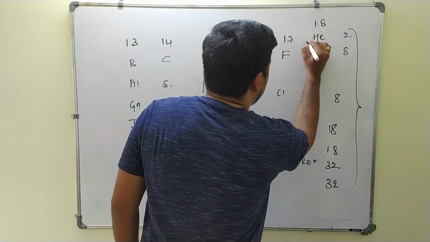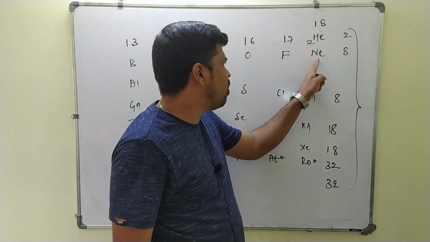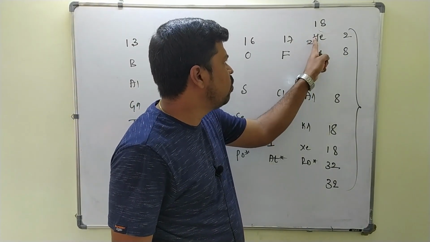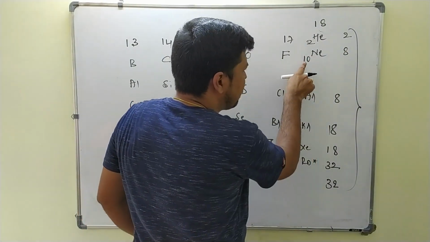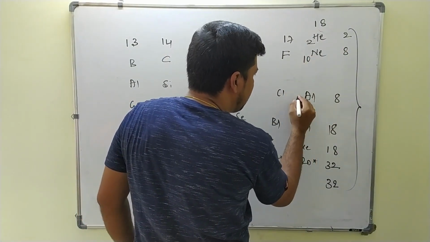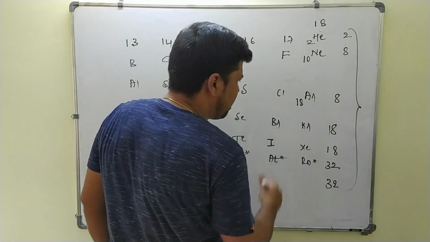Already we know that the atomic number of helium is what? 2 here. Next, for the atomic number of neon, you add 8 here. 2 plus 8 is how much? 10. The atomic number of neon is 10. Next you add again 8 here. The atomic number of argon is how much? 18. Again you add 18 here. 18 plus 18 is how much? 36.